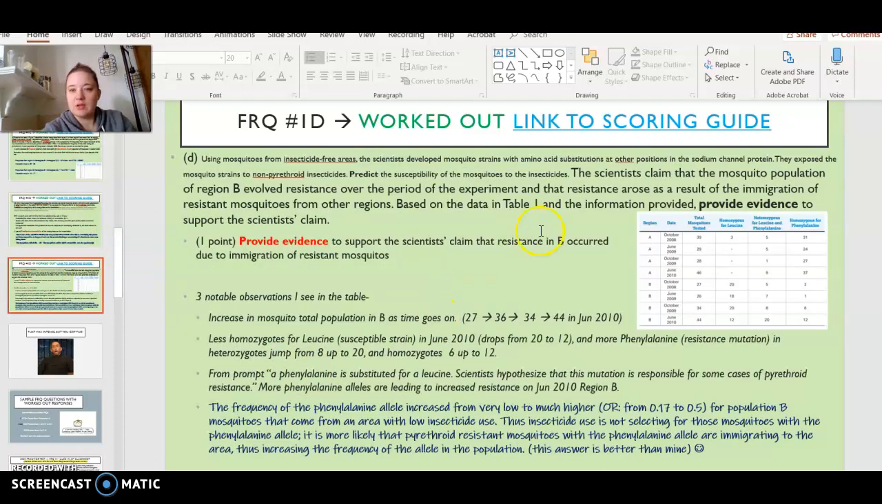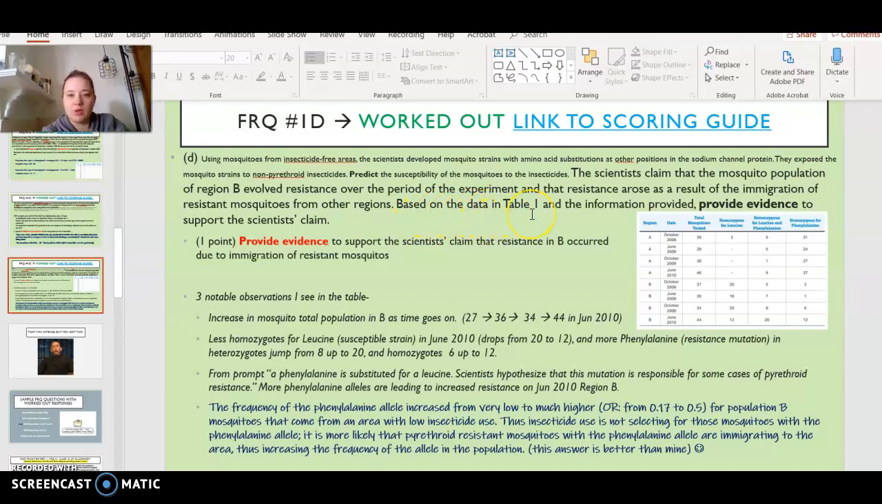No one's is. So the second part of D is the scientists claim that the mosquito population of region B evolved resistance over the period of the experiment, and that the resistance arose as a result of the immigration of resistant mosquitoes from other regions. So this is a clue to genetic drift, right? Some random, well, not random change, gene flow then. So drift would have been a random reason. Gene flow is migration and bringing them in. But again, evolution won't be on there.